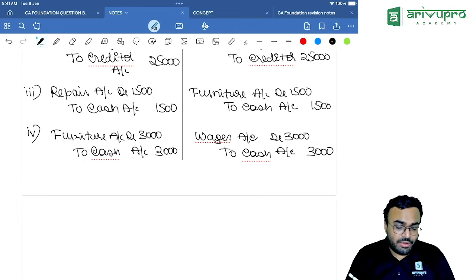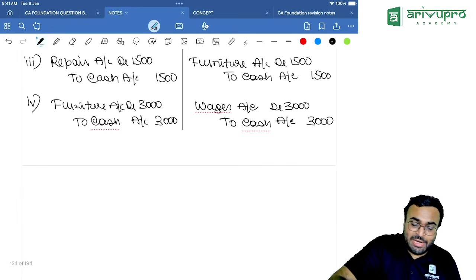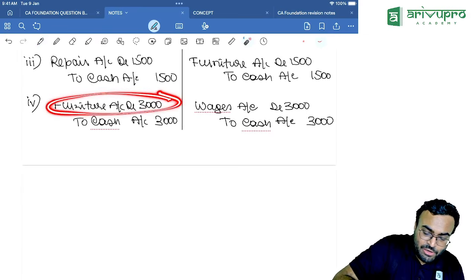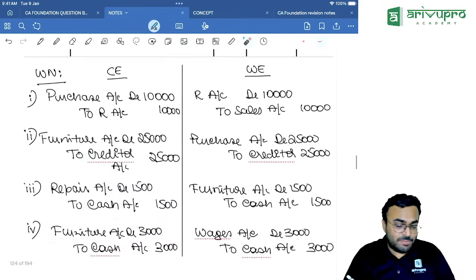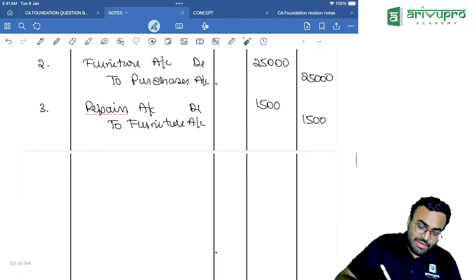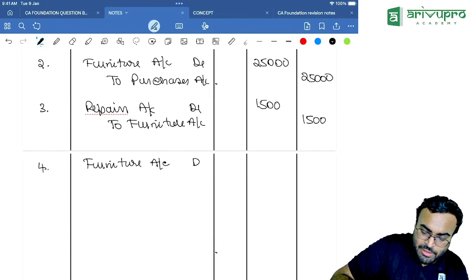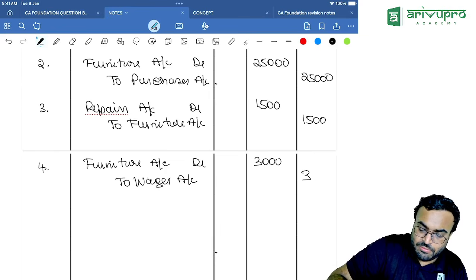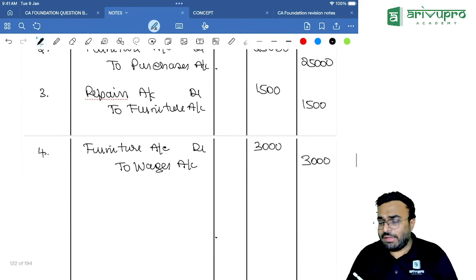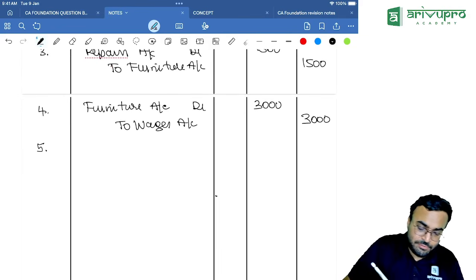Clear? Now, what should be the rectification entry? Furniture account debited to wages, because you have to remove wages. So write the rectification entry. Furniture account debited to wages account 3,000. Is it 3,000? Yes. Let's go further.